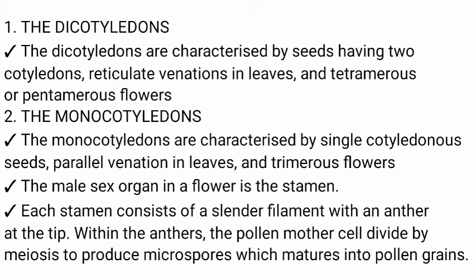The male sex organ in a flower is the stamen. Each stamen consists of a slender filament with an anther at the tip. Within the anthers, the pollen mother cell divides by meiosis to produce microspores, which mature into pollen grains.